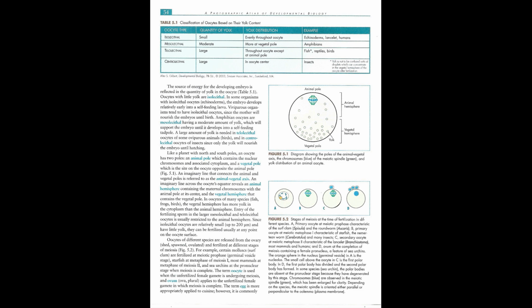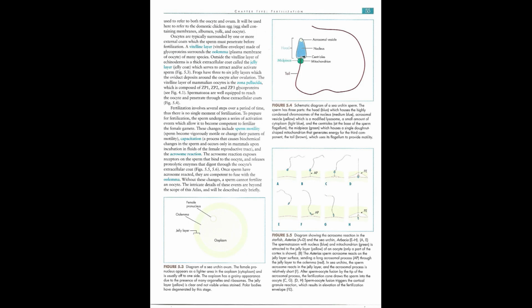The term oocyte is used when the unfertilized female gamete is undergoing meiosis, and ovum, ova in the plural, applies to the unfertilized female gamete in which meiosis is complete. The term egg is more appropriately applied to cuisine; however, it is commonly used to refer to both the oocyte and ovum. It will be used here to refer to the domestic chicken egg: eggshell, containing membranes, albumin, yolk, and oocyte. Oocytes are typically surrounded by one or more external coats which the sperm must penetrate before fertilization.